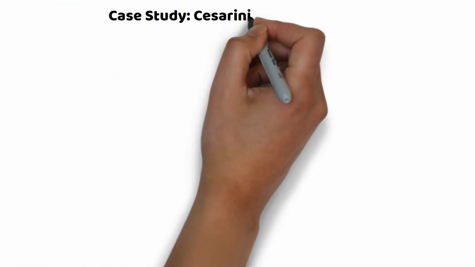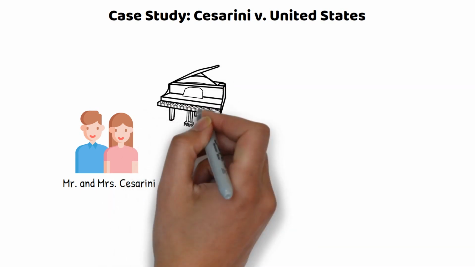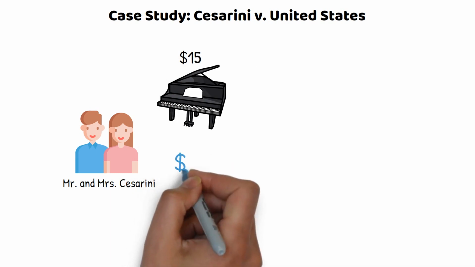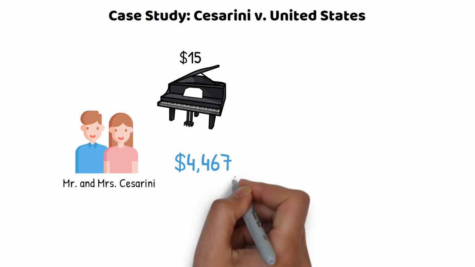Case study, Caesarini v. United States. To better understand these concepts, consider the landmark case of Caesarini v. United States. In this case, Mr. and Mrs. Caesarini bought a used piano for $15. Some years later, they found $4,467 in cash hidden in the piano.